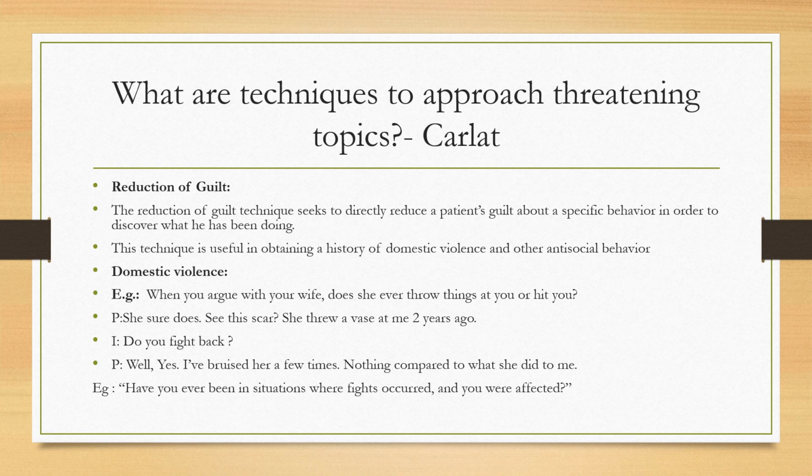Another technique that can be used is reduction of guilt. This technique seeks to reduce a patient's guilt about a specific behavior. This technique is often useful in obtaining history of domestic violence or other antisocial behavior. For example, in case of domestic violence, you could start like, when you argue with your wife, does she ever throw things at you or hit you? So the patient says, yeah, she should see the scar. She threw something at me two years ago.